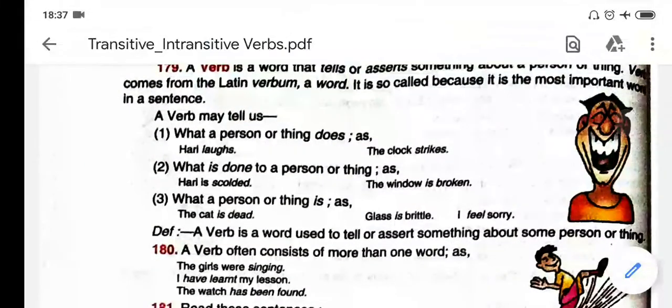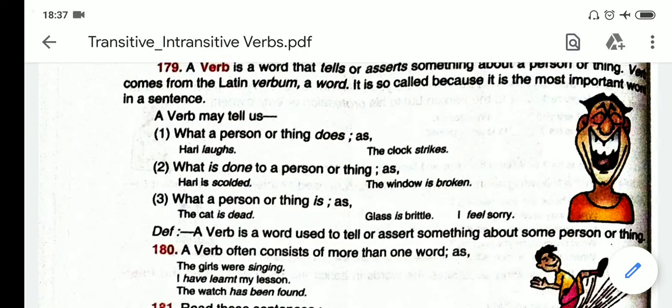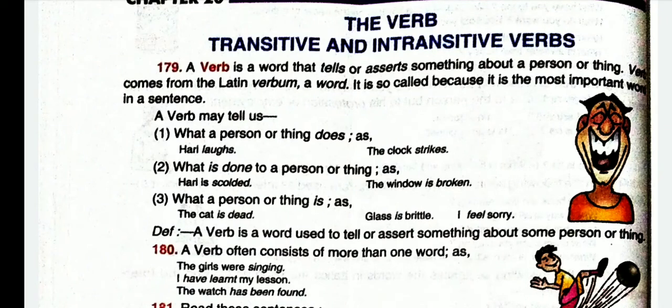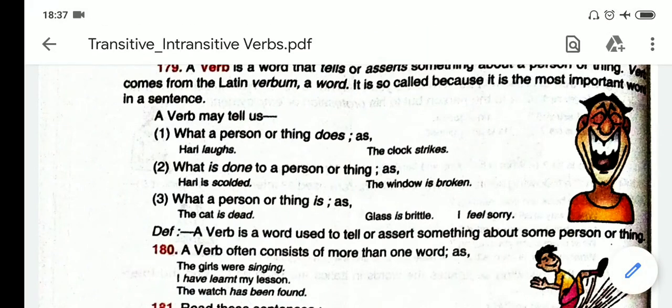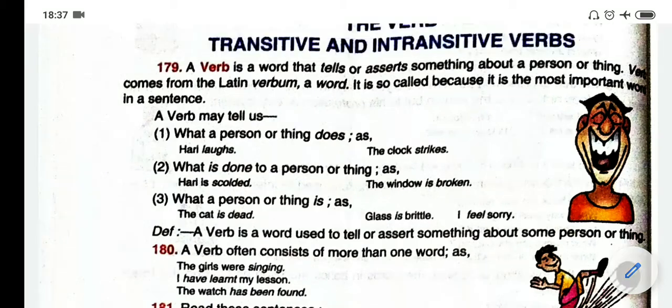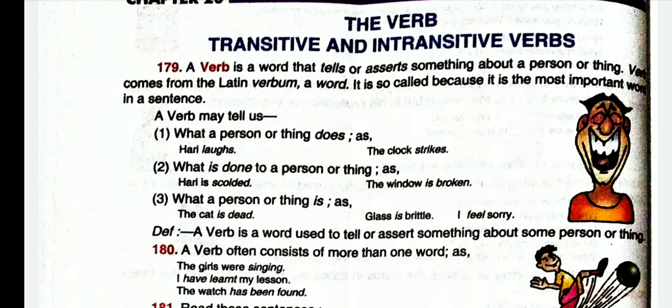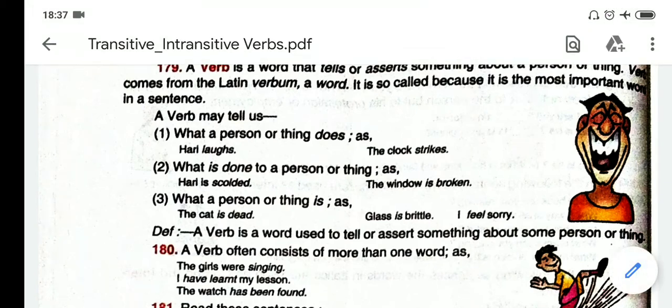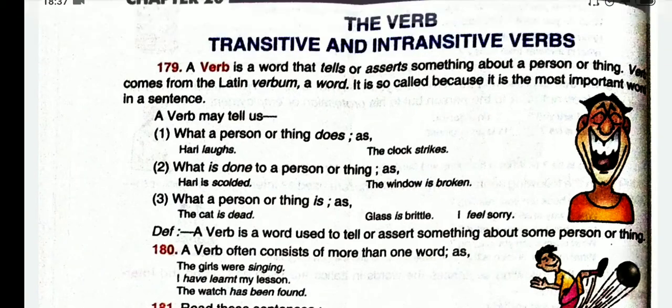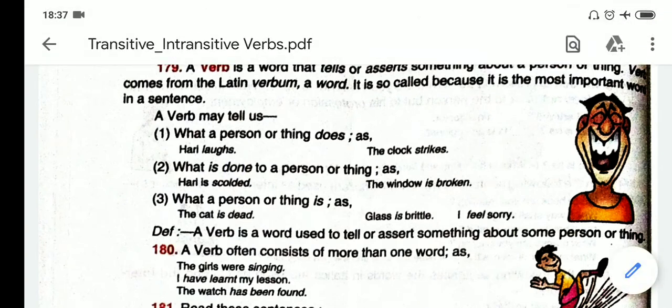Secondly, the verb tells us what is done to a person or thing. He is scolded. Scolding is being done to him. He is scolded, so scolding is done. So in this sentence, it is telling us what is done to a person or thing. The window is broken. So what has happened to the window? The window is broken. So it also tells us what is done to a person or thing.